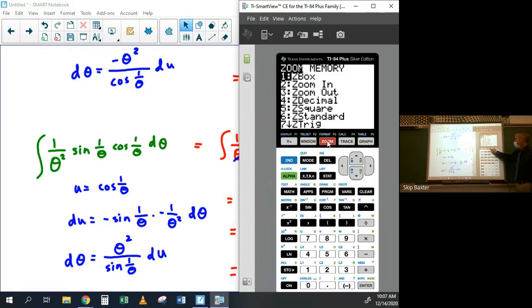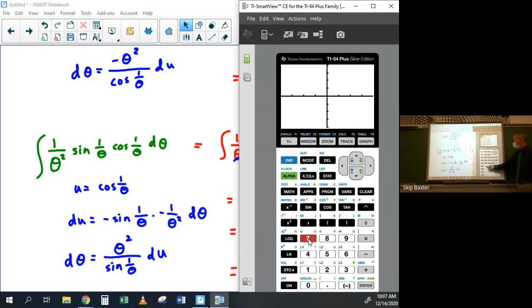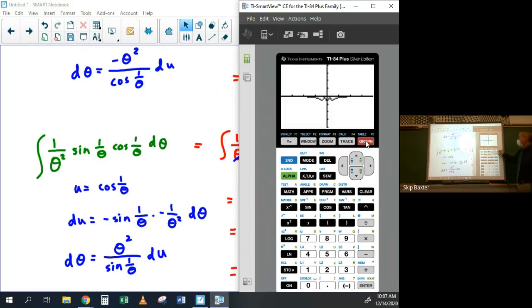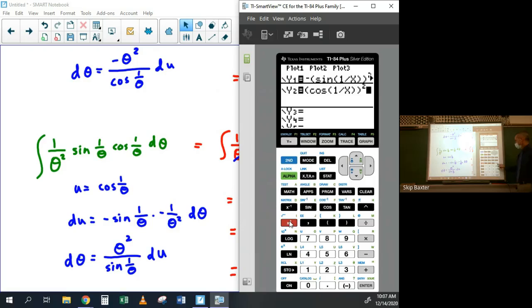So let me do zoom tree. Okay, that's interesting. I think my calculator might not be in radians. Okay, so now let's do the other function. There was no negative sign. It was cosine of 1 over x squared divided by 2. So let's graph that.